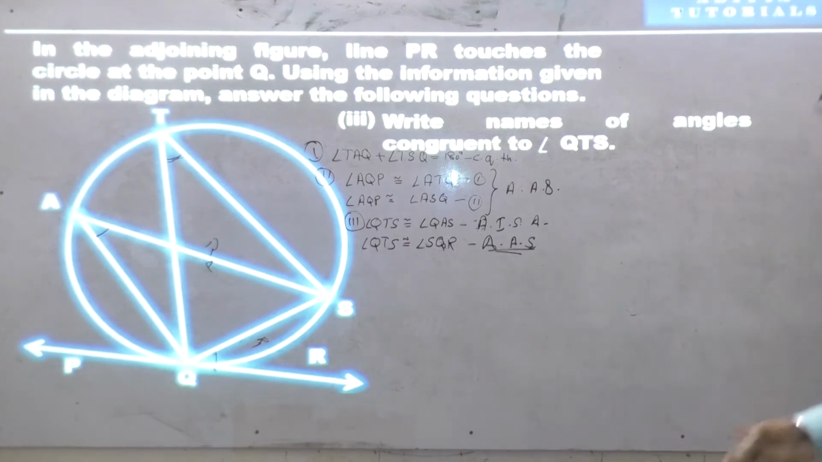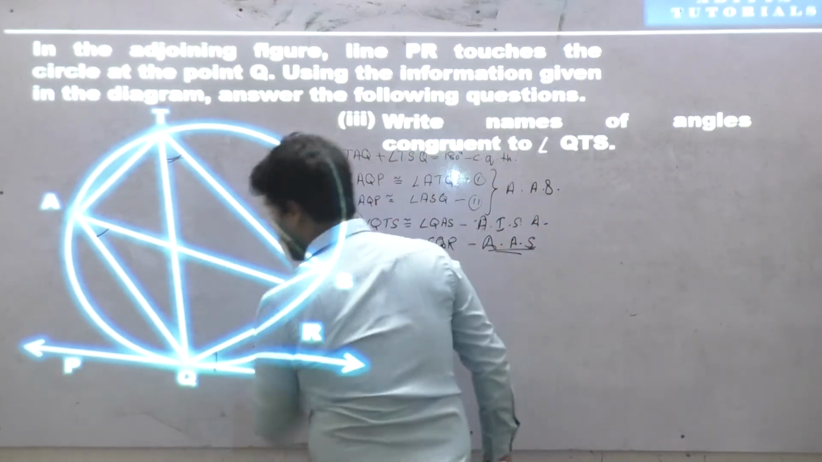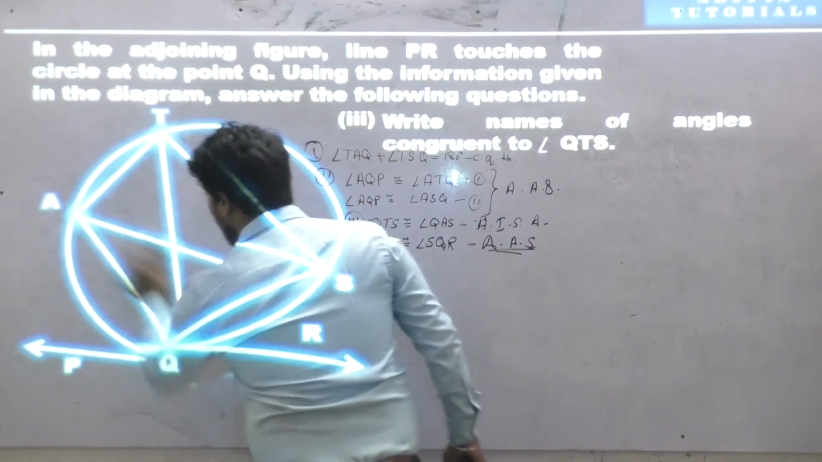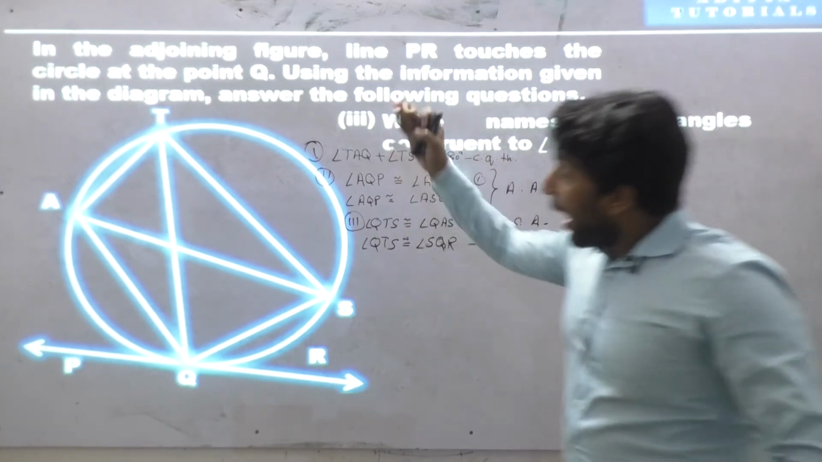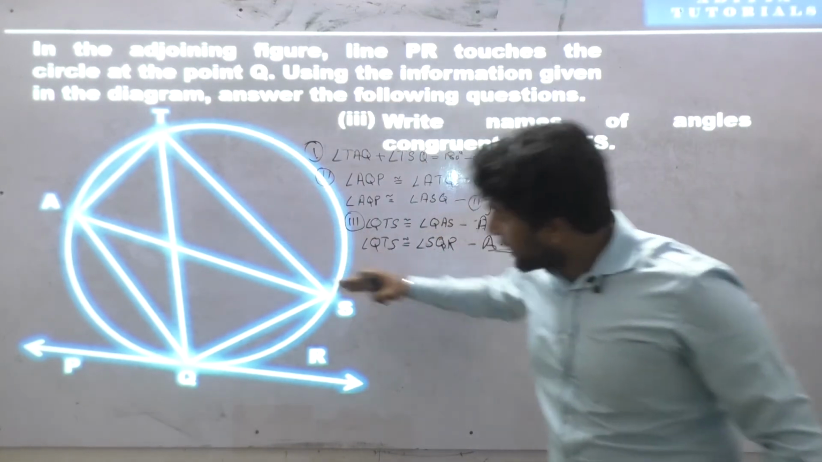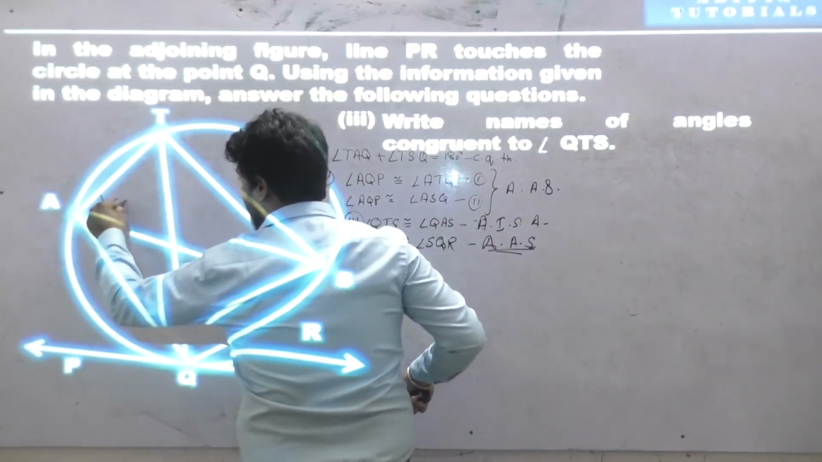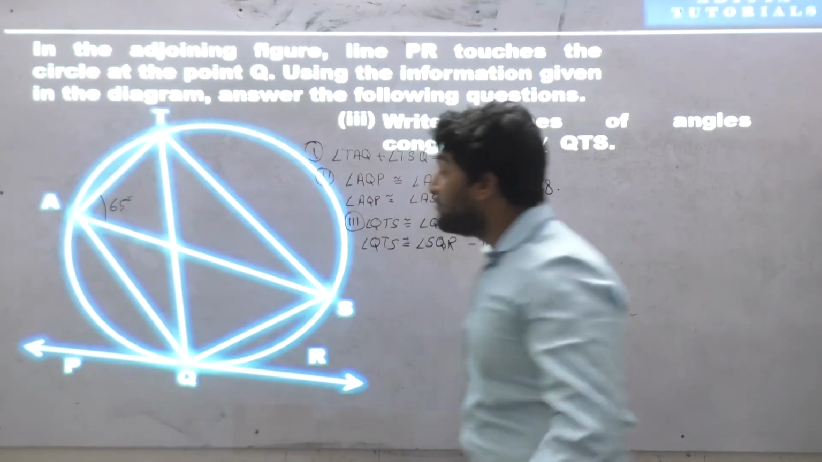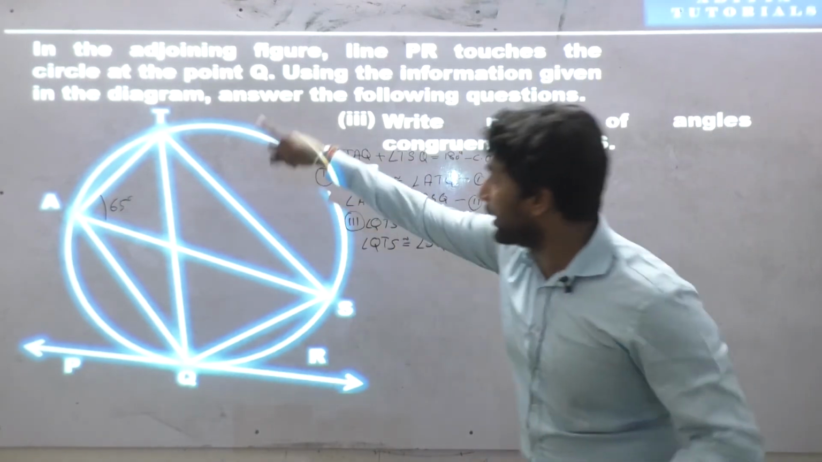Okay, now let's फिगर पे आते हैं. क्या दिया हुआ है क्वेश्चन? अब क्वेश्चन दिया हुआ है angle TAS is 65 degree. And we need to find angle TQS and measure arc TS.